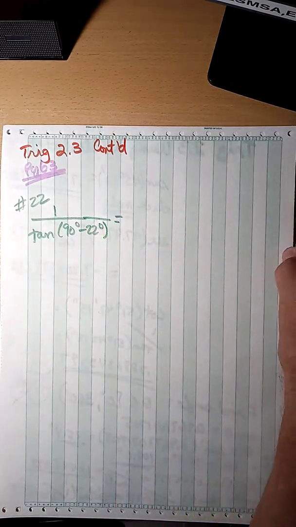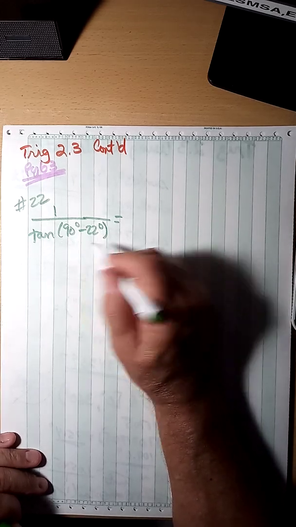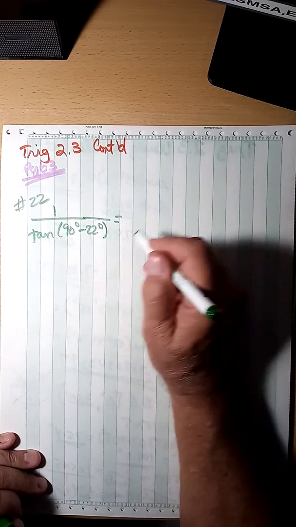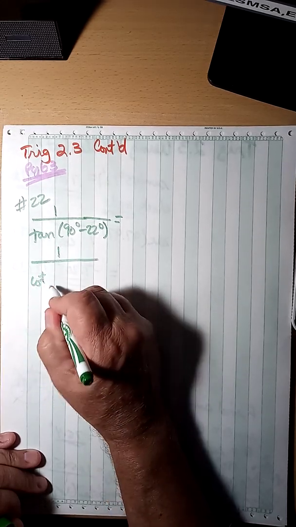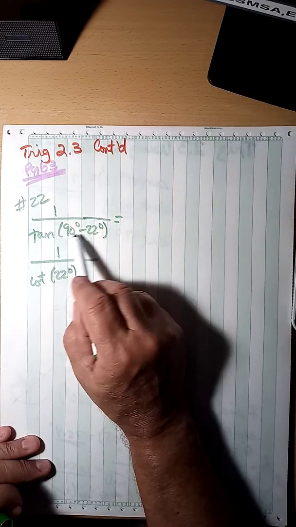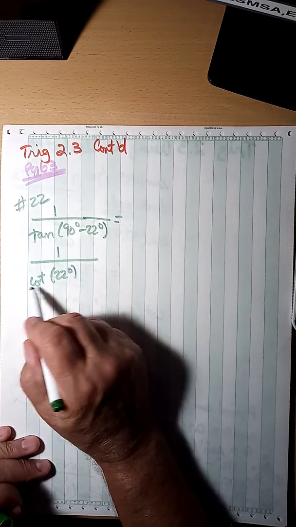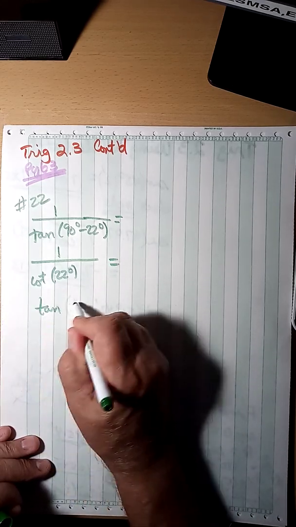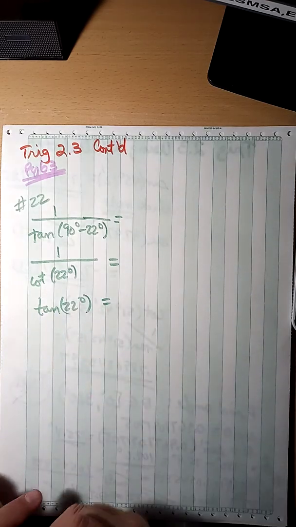Well, let me put the calculator aside for a second. So, this can be done several ways. You can put this in as it is, and we're going to do that. But you can also write this as 1 over the cotangent of 22 degrees. Why? Because this is the cofunction identity, 90 minus theta. But 1 over the cotangent is also a reciprocal identity, which is the tangent of 22 degrees. So let us do that both ways.